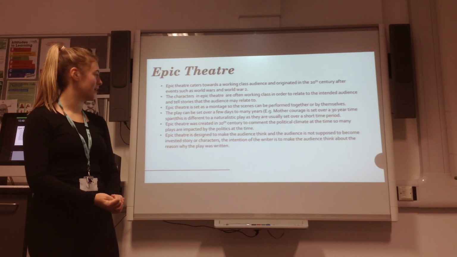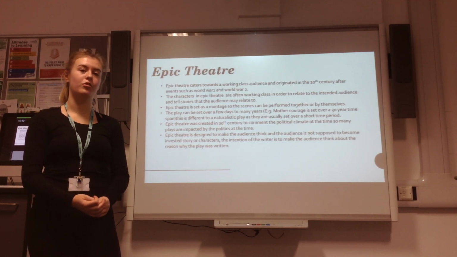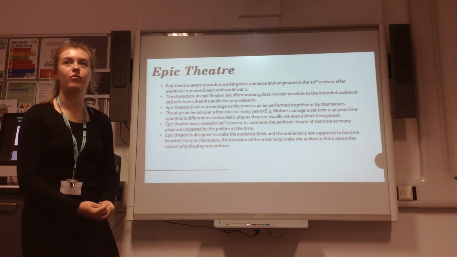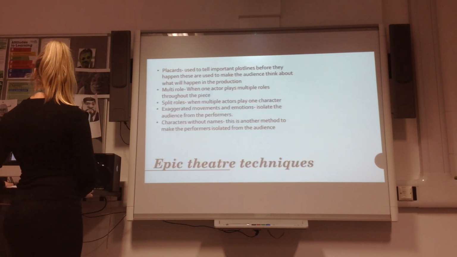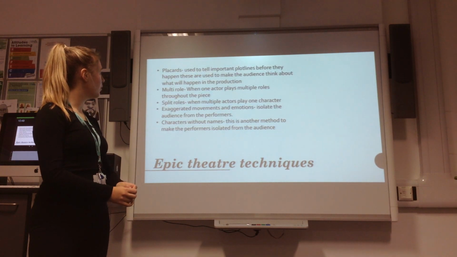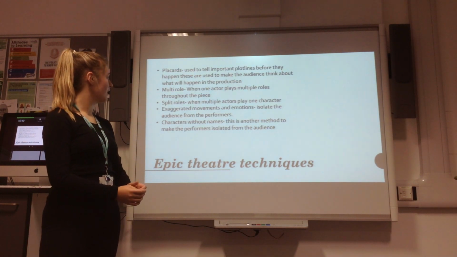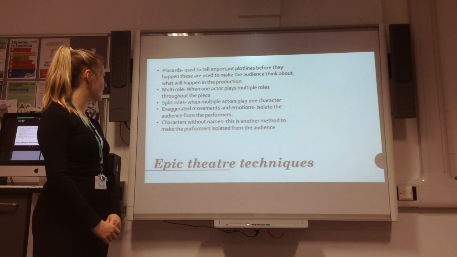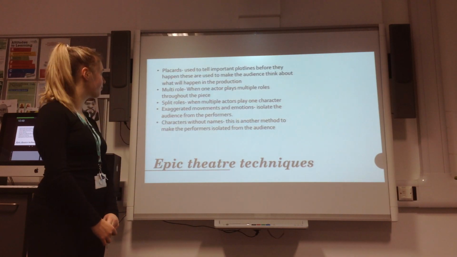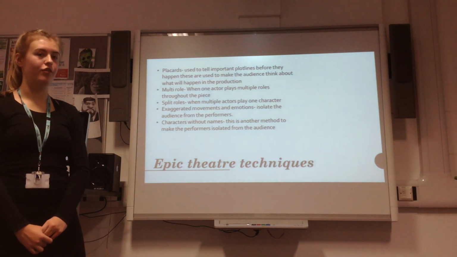Epic theatre is designed to make the audience think, and the audience is not supposed to become invested in the story or characters, so the intention of the writer is to separate them from each other. Techniques that are used in epic theatre include placards, multi-rolling, split roles, exaggerated movements and emotions, and characters without names. These are all methods that make the performers isolated from the audience.